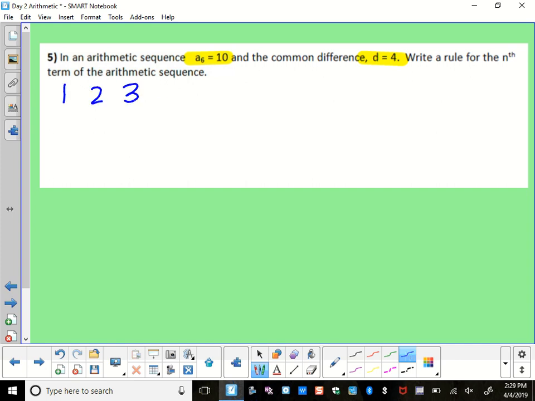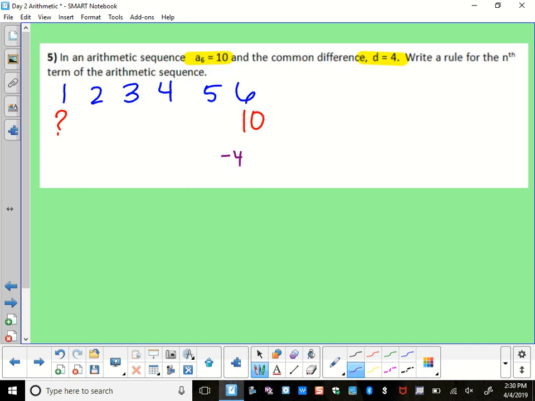1, 2, 3, 4, 5, 6. My 6th term was what? 10. I need to know what my first term is. What would you do? You would just count backwards, right? They told me that my difference was 4. But that means I need to go backwards, so I'm going to go back negative 4, right? What's 10 minus 4?